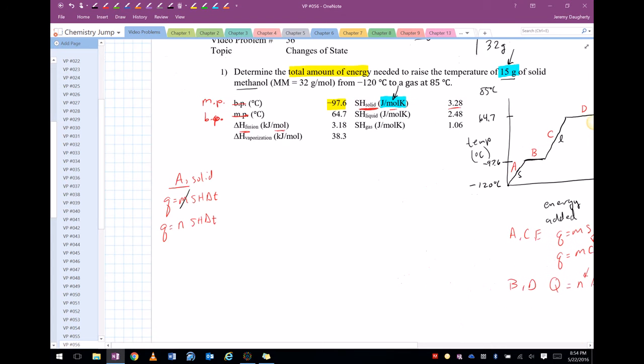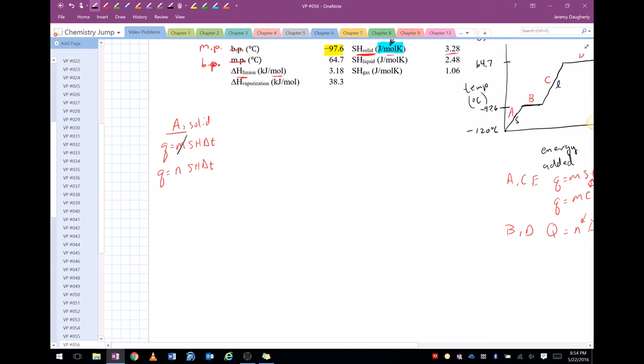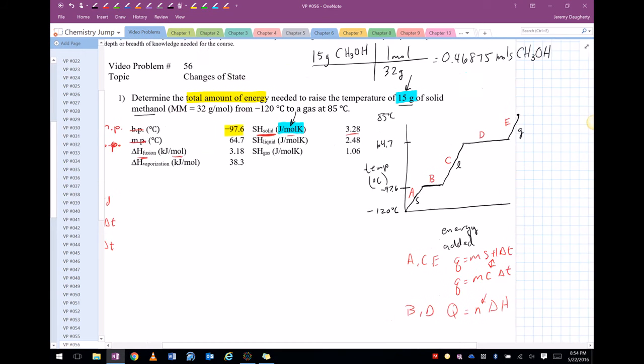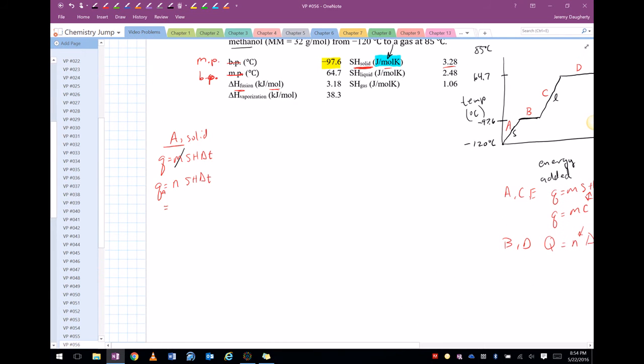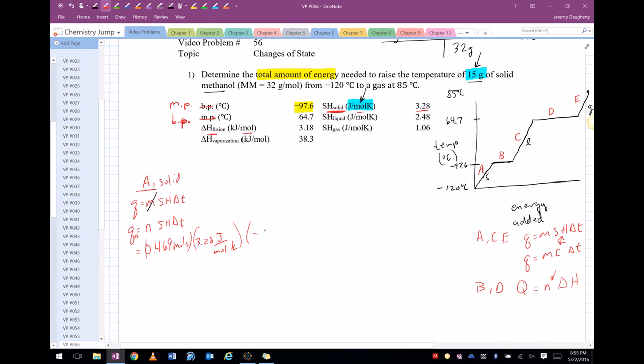Okay. So when I plug that in over here, I'm looking for Q. We're going to call this Q sub A because this is line A. So it's going to be equal to 0.46875. I'm just going to write 469, but I'm going to use the whole number. Okay, that's moles. I'll show you the units for this first one here. The specific heat capacity is 3.28 joules per mole Kelvin. And then delta T is always final minus initial. So the final temperature is going to be negative 97.6 minus the initial temperature, which is negative 120.